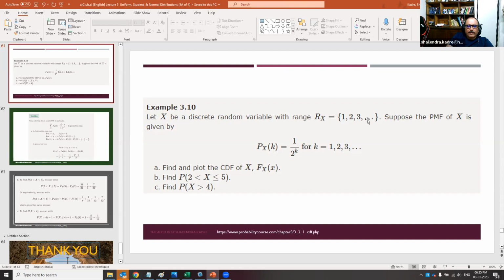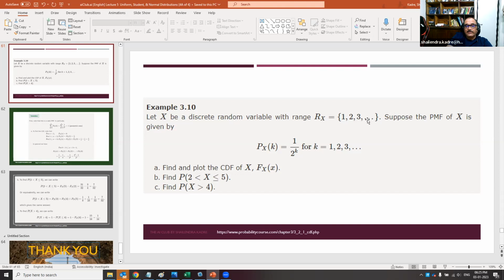Now tell me what will be the B question. Now solve B. What will be the probability that 2 is less than x and x is less than equal to 5? Tell me the probability. Now you tell me.